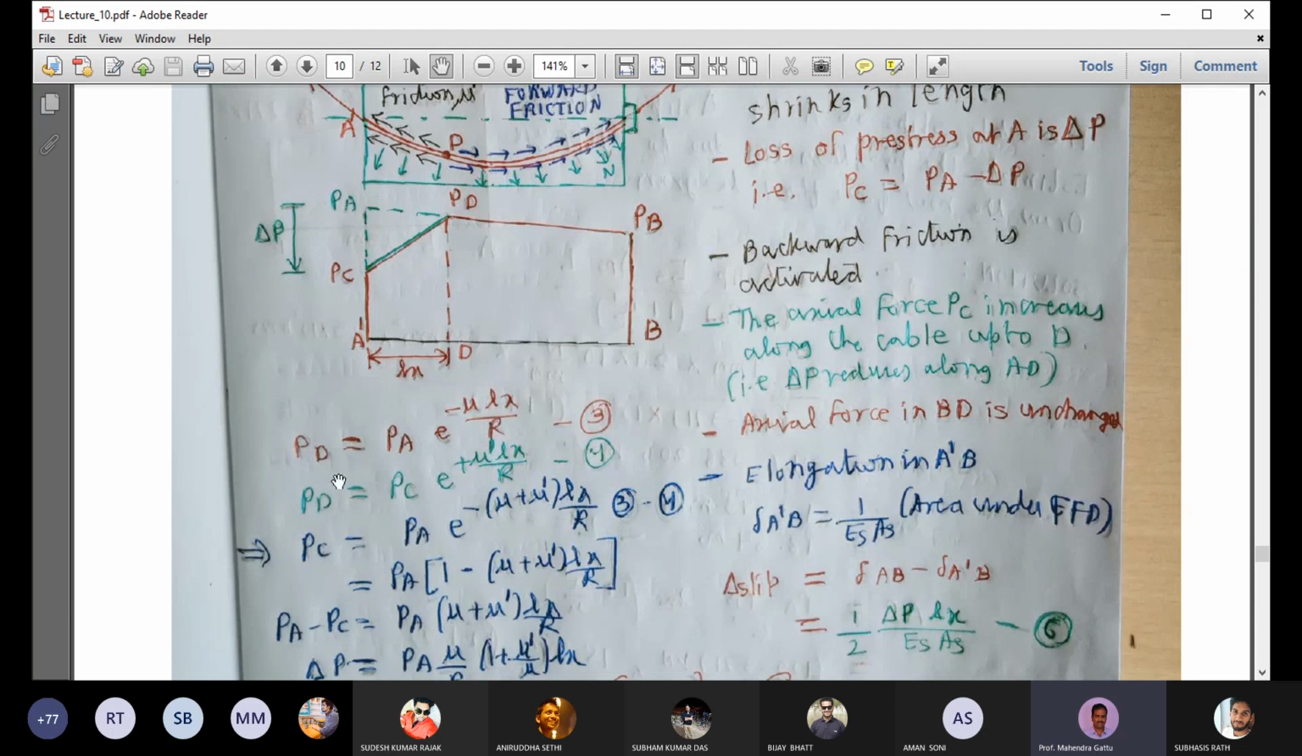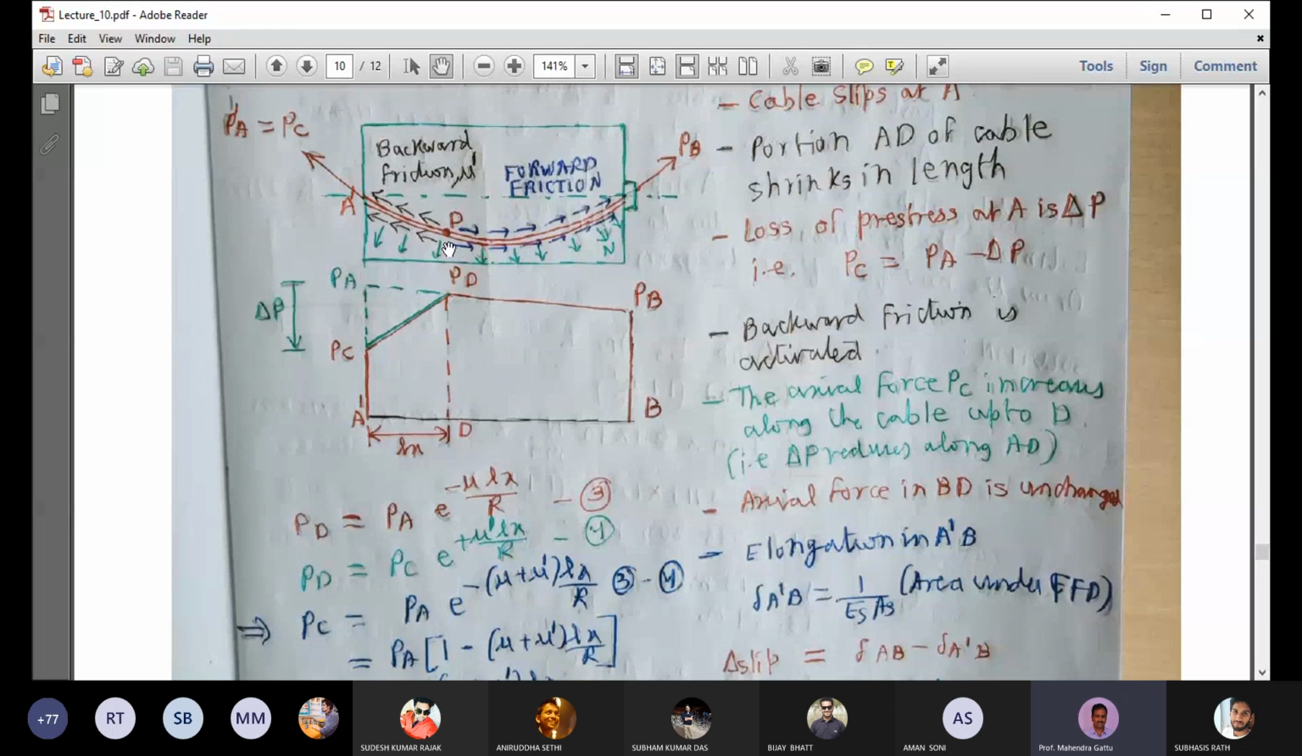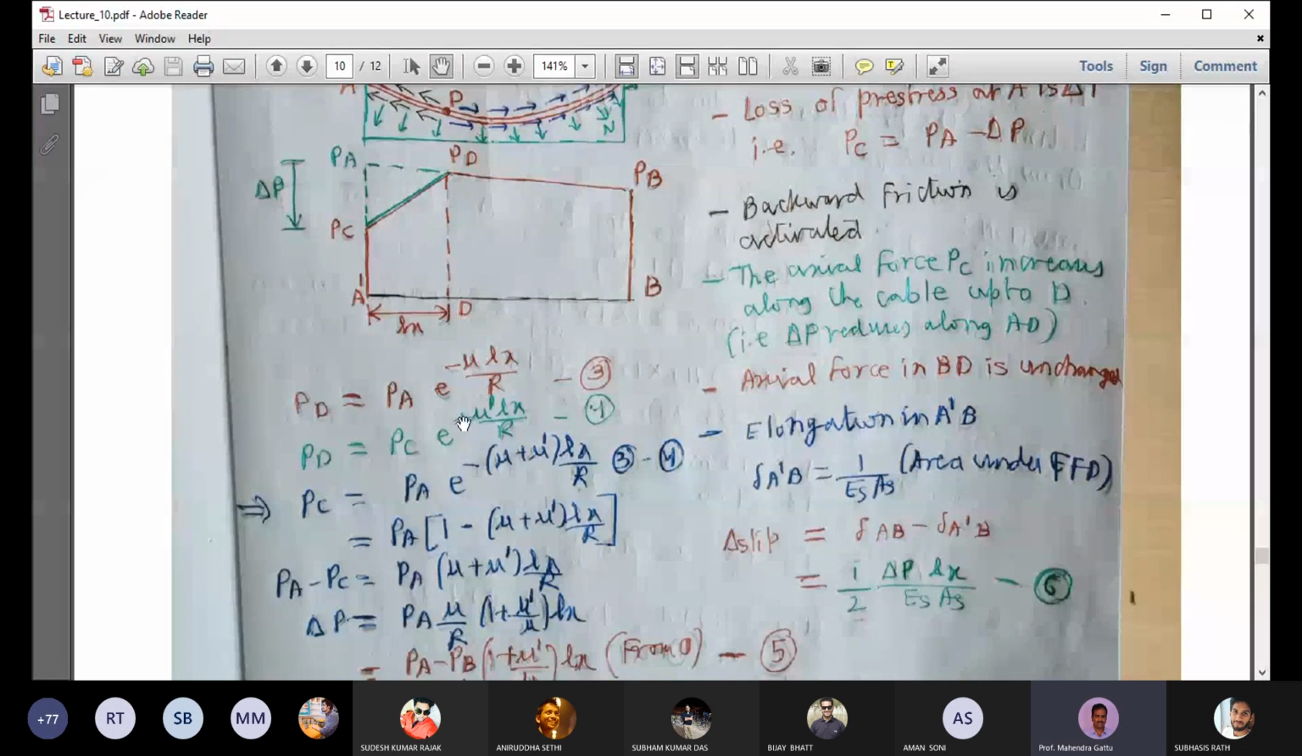And similarly, here we write the relation between PC and PD. So this problem is little different. We have here PD, axial stress, and there PC, and it is like an inverted problem. So PC will increase along this, and it will become PD. So PD value will be PC into e power plus mu prime Lx by r. Okay, the backward friction coefficient is mu prime. So we have plus mu prime Lx by r.